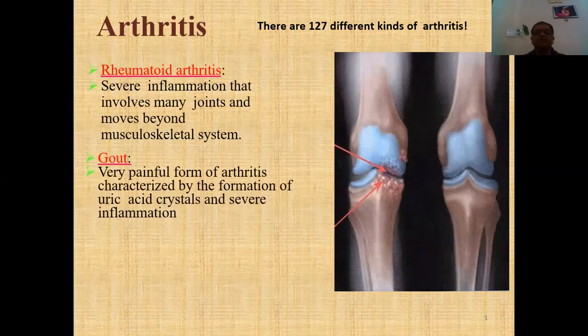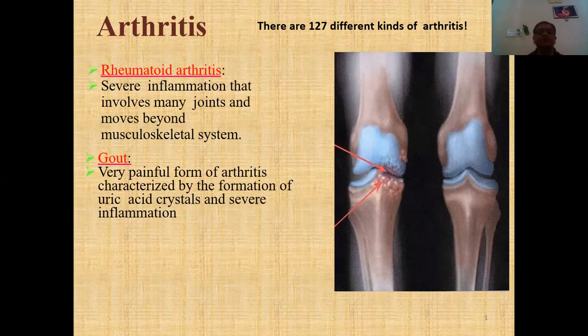In gout, we observe severe pain in the arthritis, characterized by the formation of uric acid. This occurs when uric acid formation is more than normal and the excretion of uric acid is very low. Then the uric acid is deposited in our body, mostly in the joints, and because of which it creates a problem in movement. This condition is known as gout.